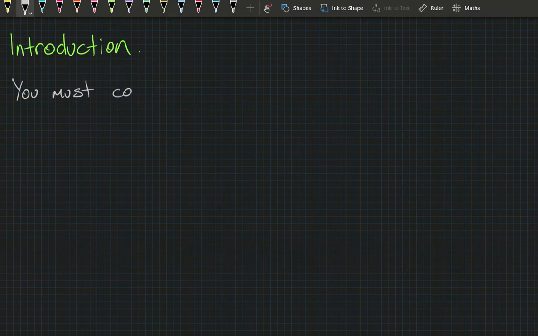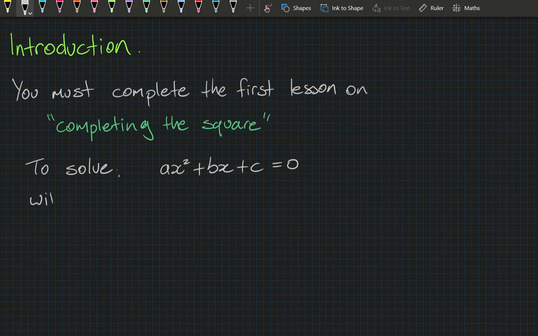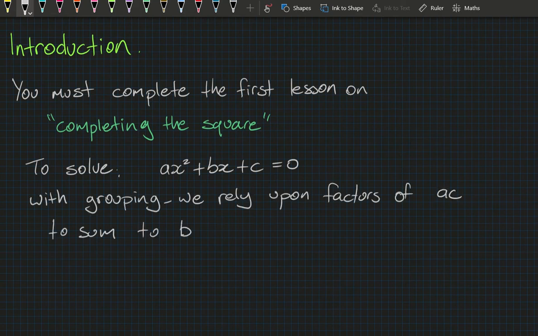Okay, we'll get straight into the introduction. If you hope to complete this lesson, then you must complete the first lesson on completing the square, as well as the first lesson on solving quadratics. In that lesson, we already began to solve quadratics with grouping. To solve ax squared plus bx plus c equals 0 with grouping, we rely upon factors of ac to sum to b. So this means that our quadratic must have integer solutions. And how often do you reckon that happens?